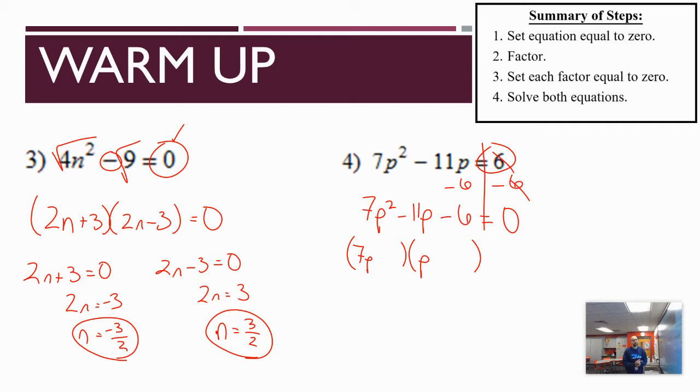So I don't want to get too large of numbers. If I started with 1 and 6, I think I might be getting larger numbers than I need. So I'm just going to start with 2 and 3. Let me just put down 2 and 3, and let's see if I just guessed correctly.